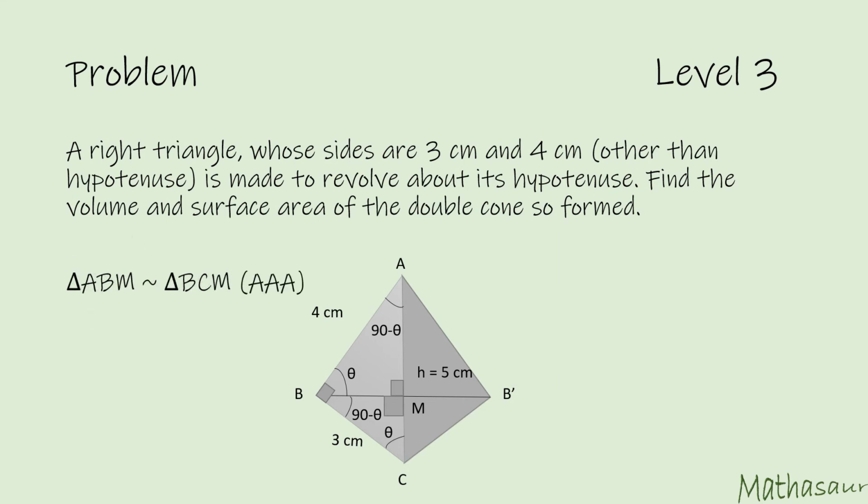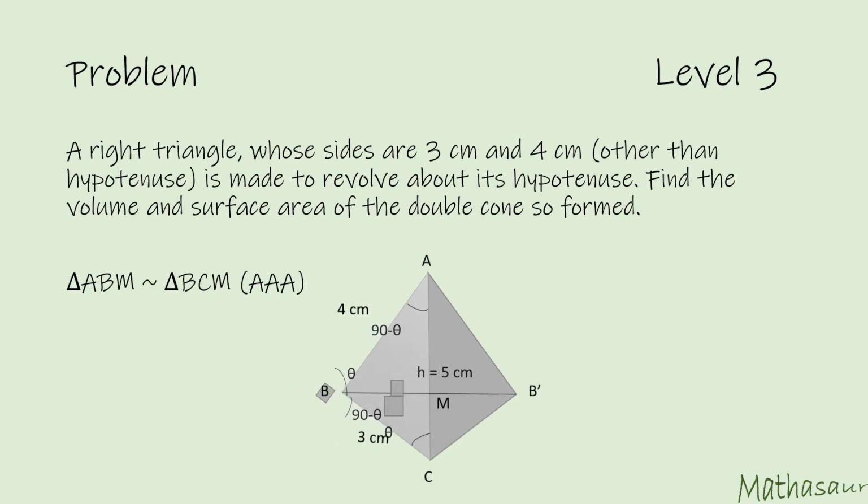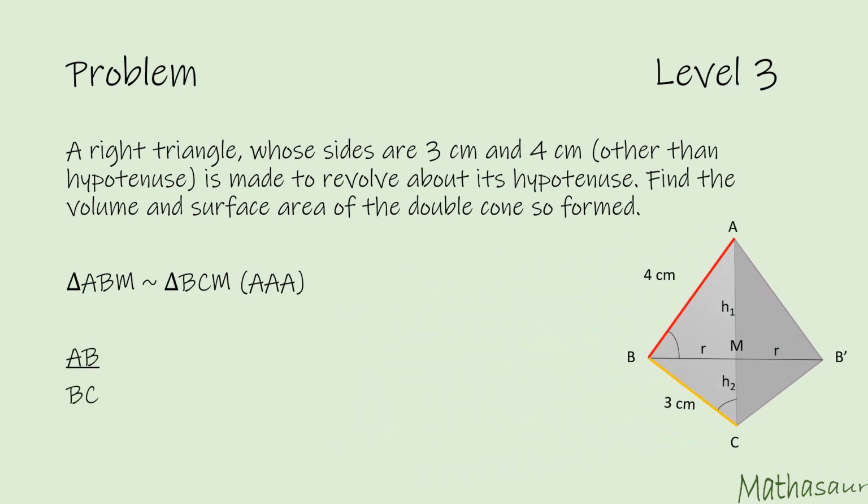So we can see the triangle ABM is similar to triangle BCM. We are using the angle property. Now we know that in similar triangles, the ratios of the corresponding sides is also equal. So AB by BC is equal to BM by CM is equal to AM by BM.